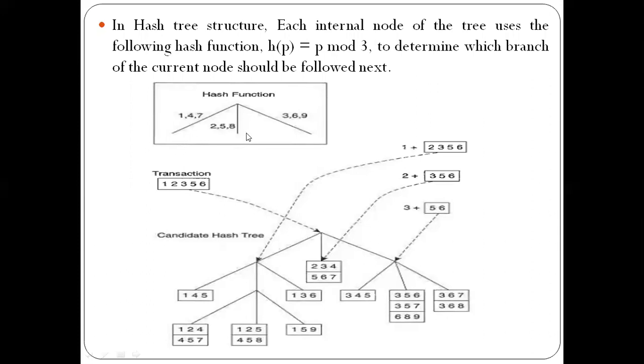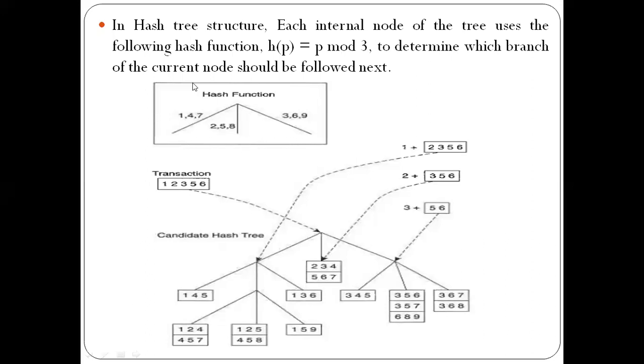And then 2, 5, 8 are hashed to the middle subtree, because whenever we divide 2, 5 and 8 by 3, we get the remainder 2. Since these three numbers give the same remainder, 2, they are hashed to the middle subtree. In the same way, 3, 6, 9 are hashed to the right subtree, because all of these give the remainder 0 when divided by 3. So they are hashed to the right subtree.